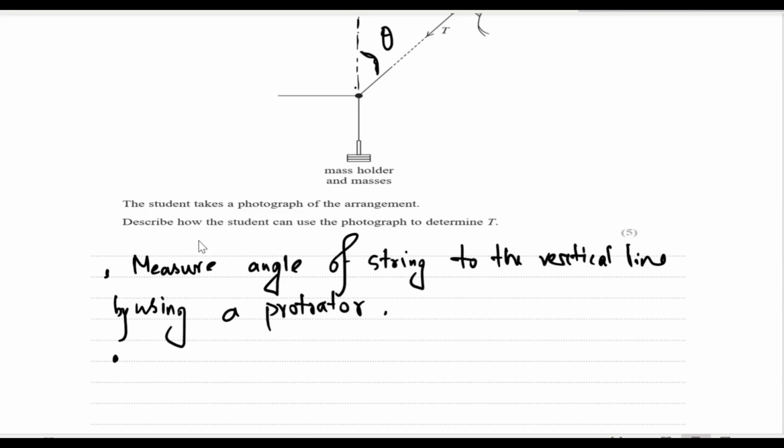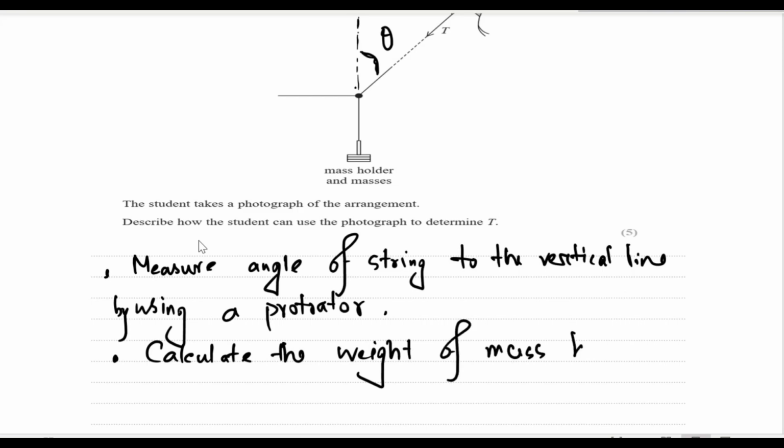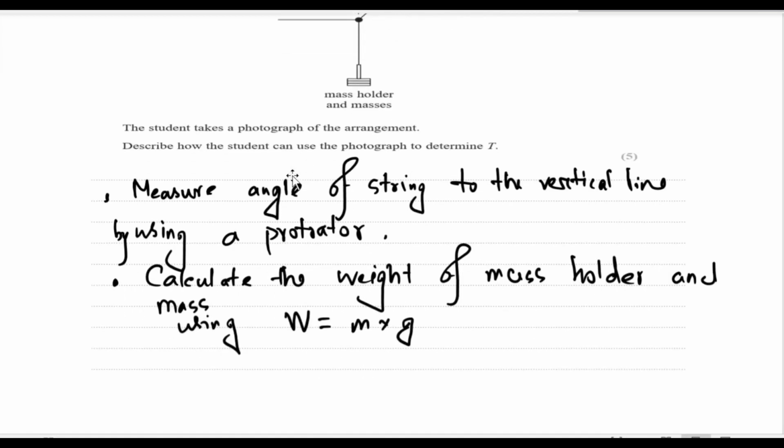Then we have to measure the weight of the mass holder. Calculate the weight of the mass holder and mass using the formula W equals M into G. M is the mass and G is the gravitational field strength.